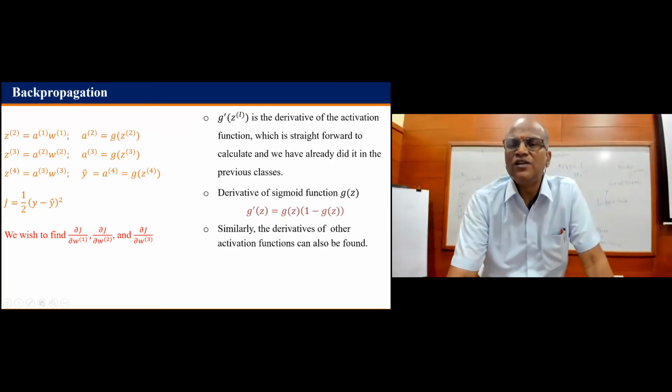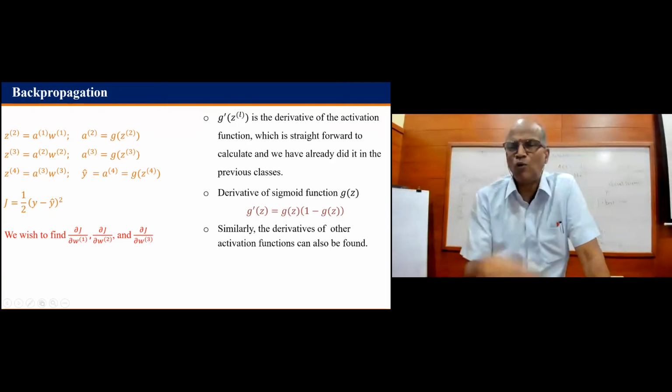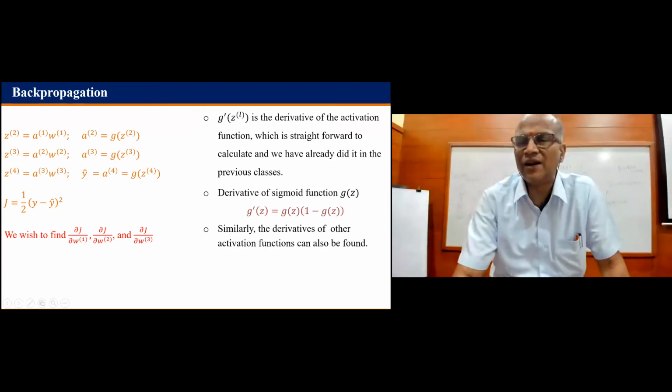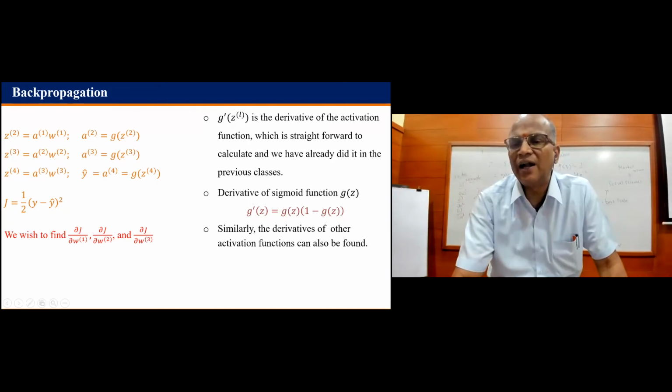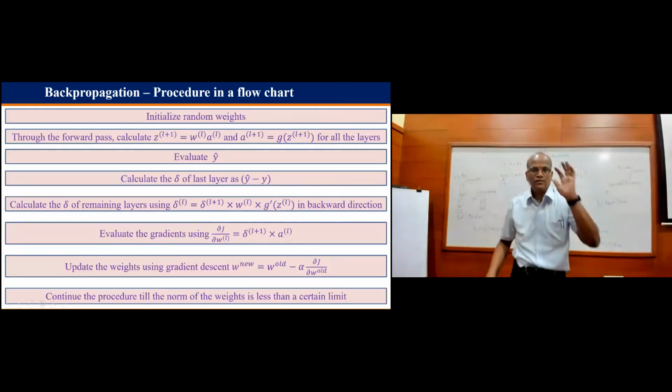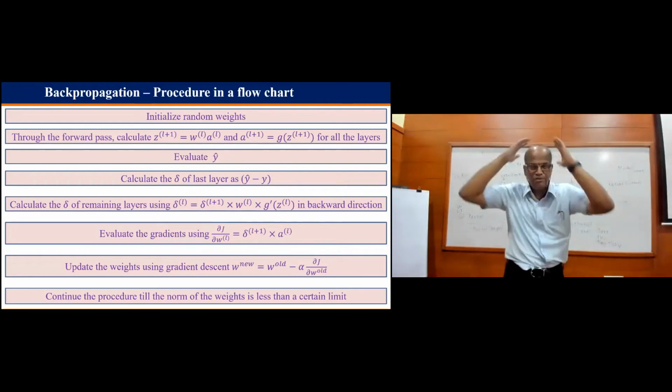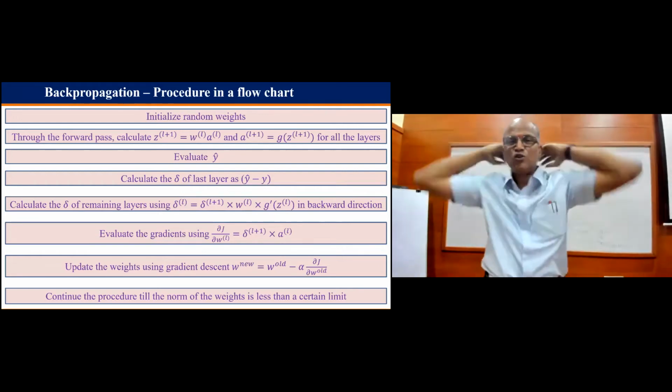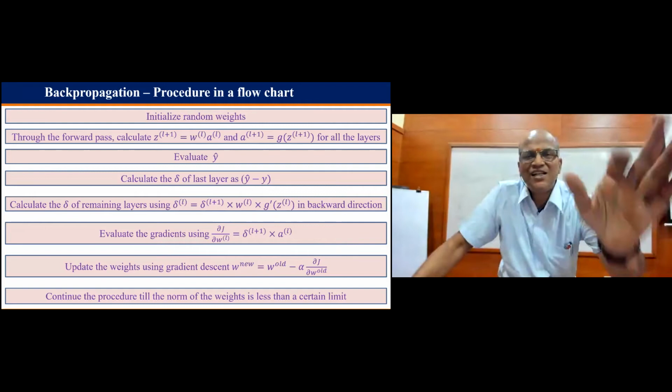So the derivative of the sigmoid function G of Z is equal to G of Z times 1 minus G of Z. Similarly, the derivatives of other activation functions can also be found. Now, please note this is your Bible. This is your sutra. Initialize the random weights.